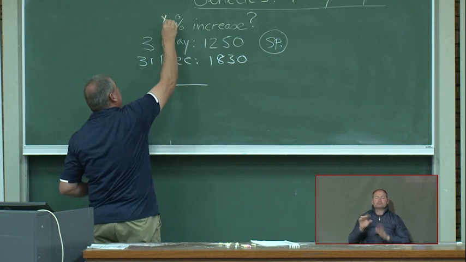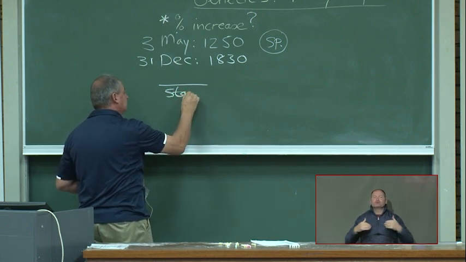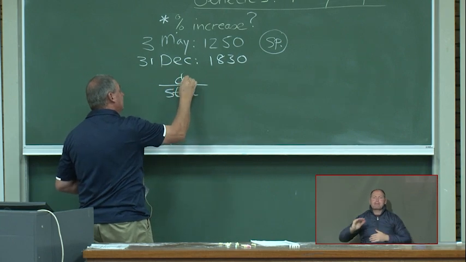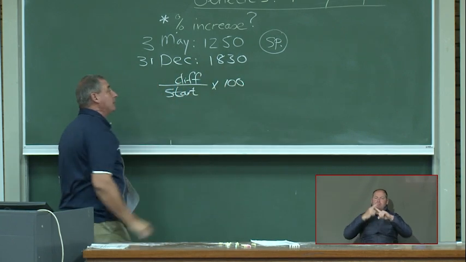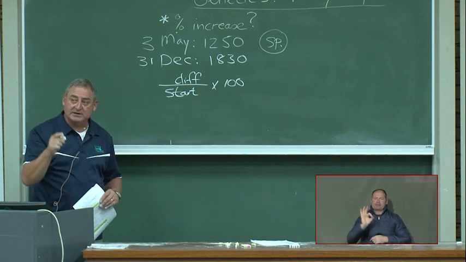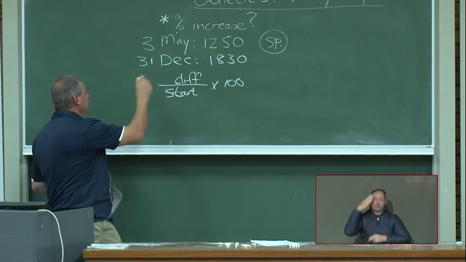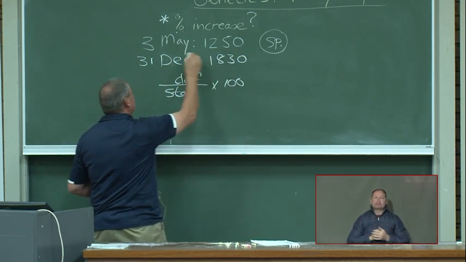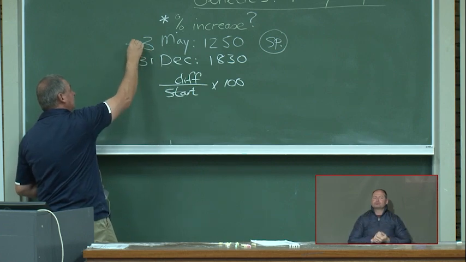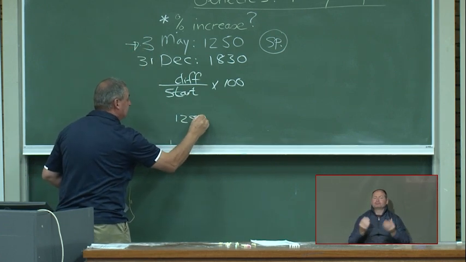For any percentage increase, you always write the starting point at the bottom, and you write the difference on top. And you multiply it by 100 because we want percentage. People, you need to know this for the end of the year, but you also need to know it for the 7th of May. How to calculate percentage increase. So what is the starting point here? Where do we start? We're starting today. So the starting point is 1250.